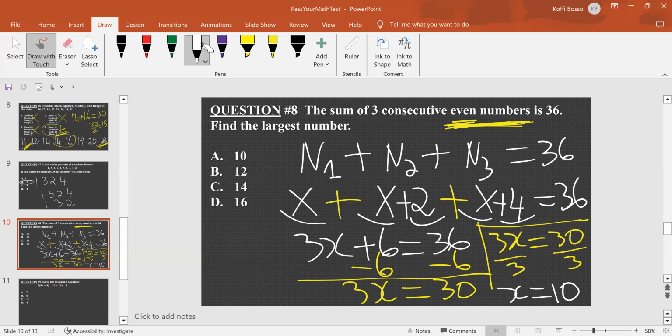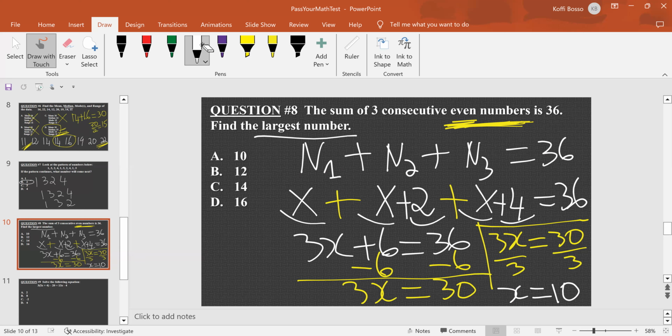The answer is not 10. You'll see that in the 4 choices, they place 10 on A. So after you solve for x, if you don't pay attention, you think that 10 is the answer. No, because here in the question, they say, find the largest number. So x equals 10 is the first number, based on the way we write the equation.